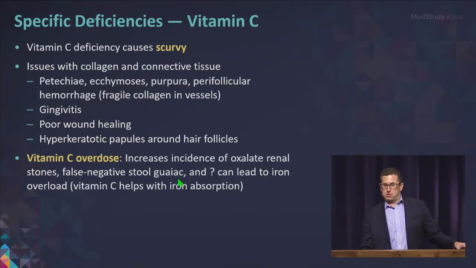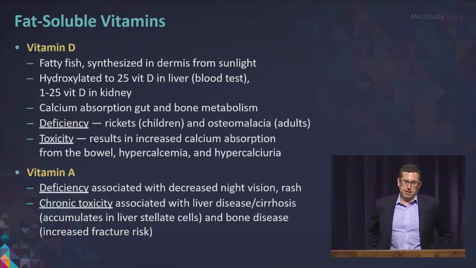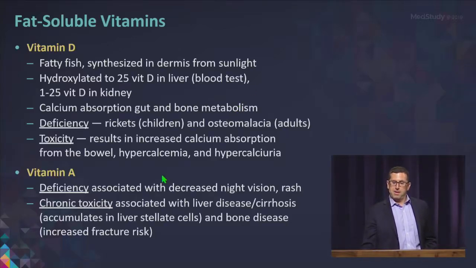Vitamin C overdose could lead to an increased incidence of oxalate renal stones, false negative stool guaiac. That could be a test question, and even iron overload, because vitamin C helps with iron absorption. Vitamin D is associated with bone disease, so rickets and osteomalacia in adults. Vitamin A, the key thing here is night vision. So if there's a deficiency, a tip-off on a test question would be night blindness.